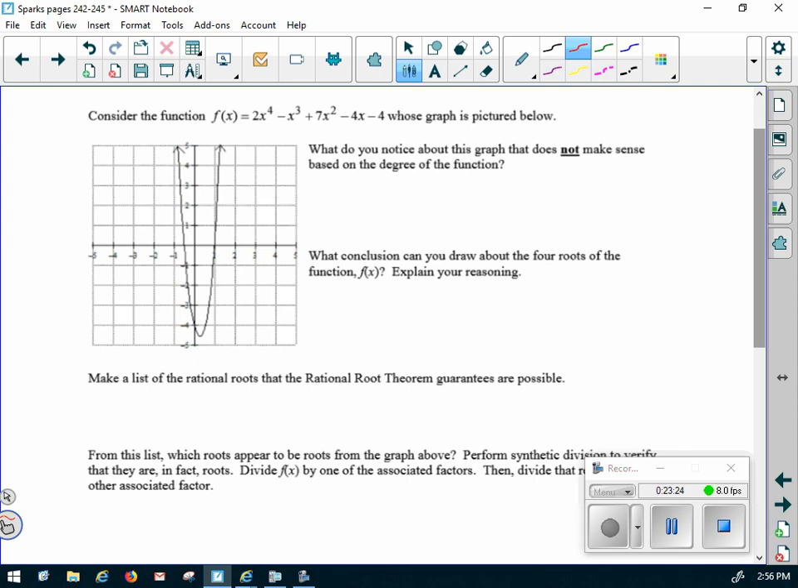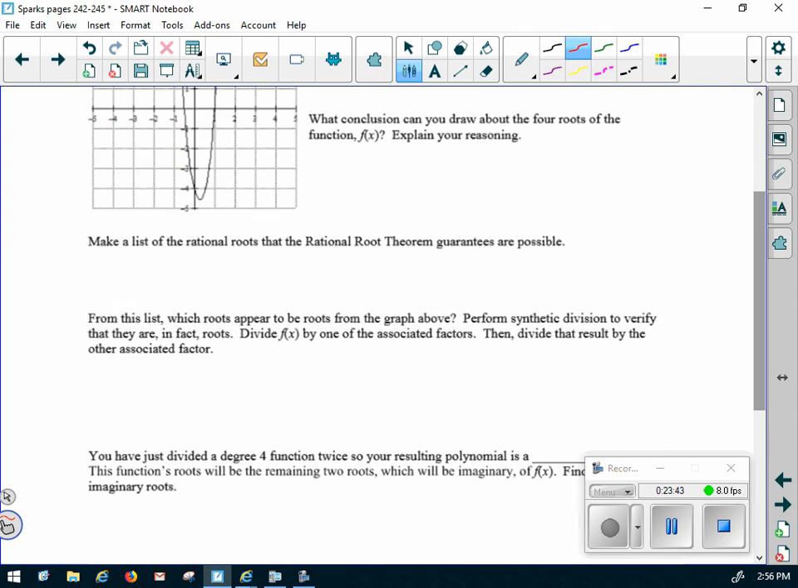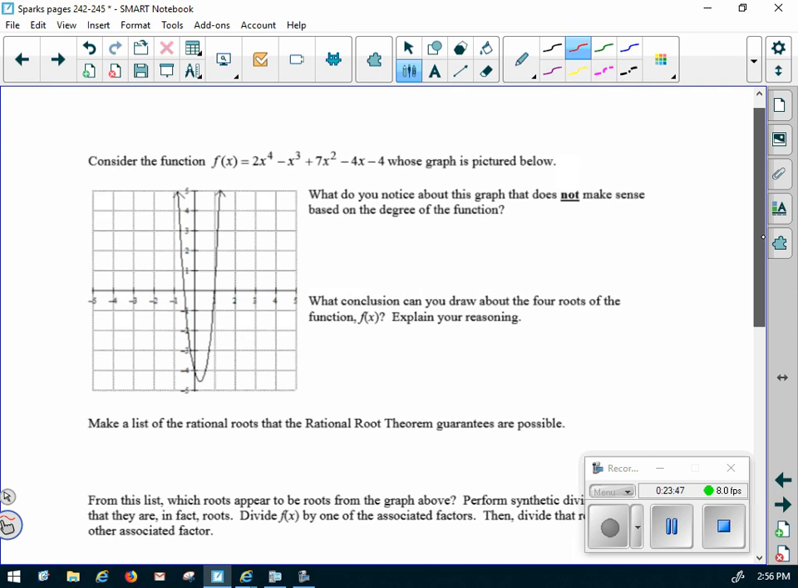So here's what we know. We know we have 2 real zeros, but we're supposed to have 4 zeros. Where are the other 2? They've got to be imaginary. Go right here. Make a list of the rational roots that the root theorem guarantees are possible.